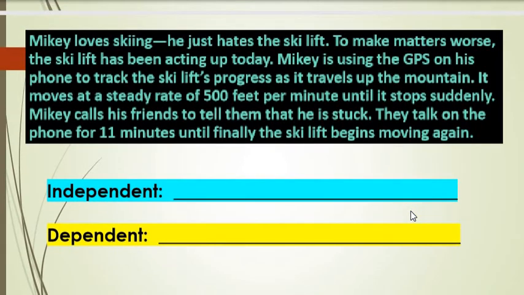Now, Mickey loves skiing. He just hates the ski lift. To make matters worse, the ski lift has been acting up today. Mickey's using the GPS on his phone to track the ski lift's progress as it travels up the mountain. It moves at a steady rate of 500 feet per minute until it stops suddenly. Mickey calls his friends to tell them that he is stuck. They talk on the phone for 11 minutes until finally the ski lift begins moving again. I want you to identify the independent, dependent quantities and put me on pause while you do this.